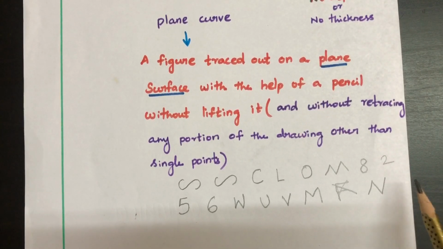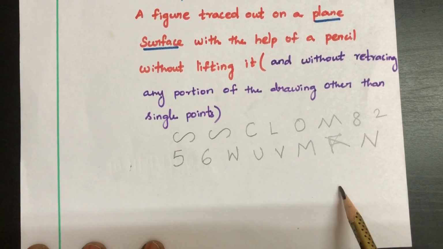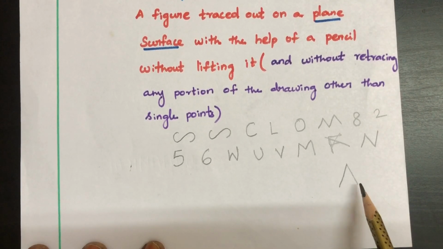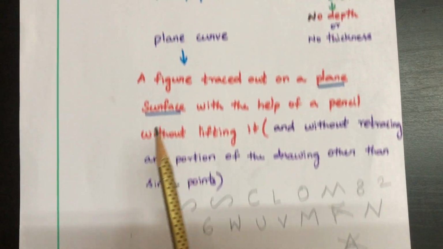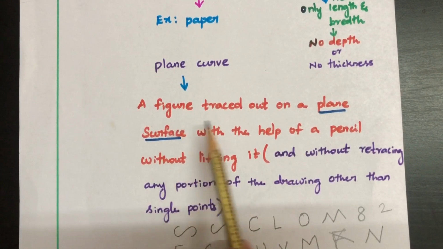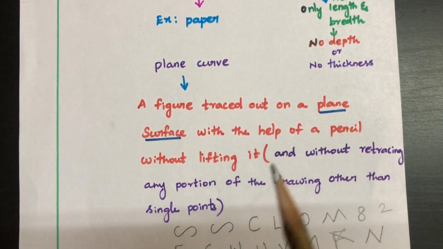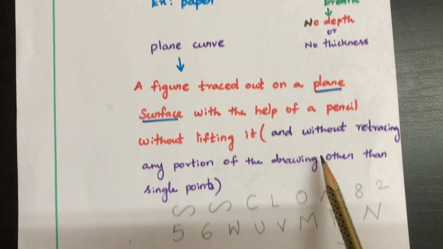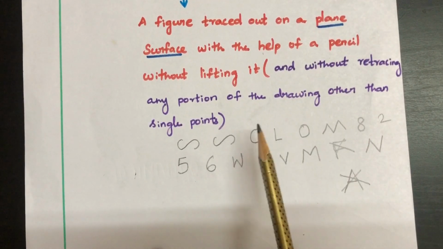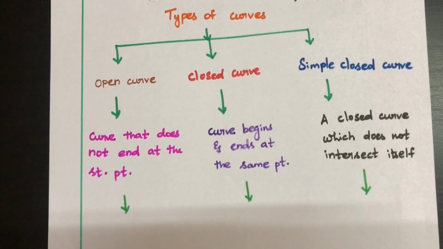Even N, like this we can give enormous things. So just try for A. A we can do like this. Without lifting our pencil, we can't do this line, right? So this is not a curve. Curve means a figure traced, a drawing traced out on a plane surface with the help of the pencil without lifting it and without retracing any portion of the drawing other than the single points. That's all. Easy, right?